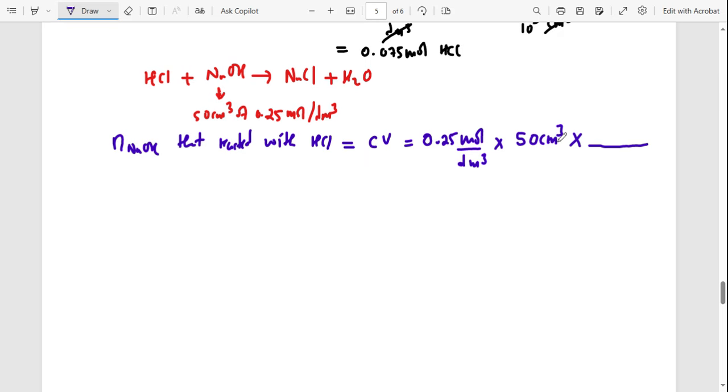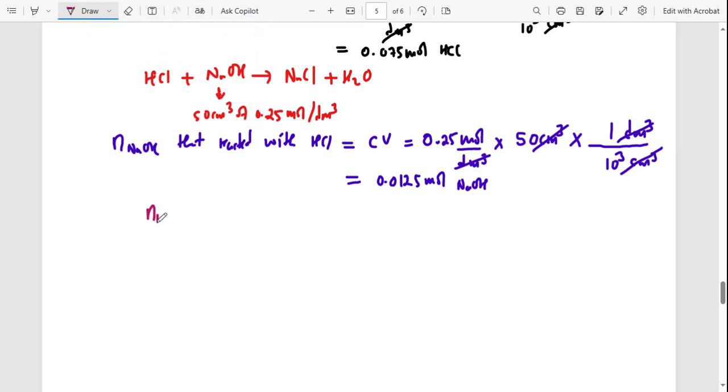We have got a cubic centimeter on top, we'll put a cubic centimeter down. We are going to a cubic decimeter. 1 cubic decimeter has got 1,000 cubic centimeters. So this will cancel with that. Decimeter cubed will cancel with this also. So when we punch this on our calculator, it's going to give us 0.0125 moles of sodium hydroxide.